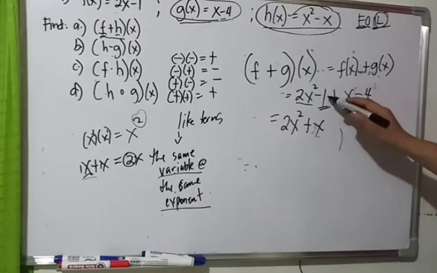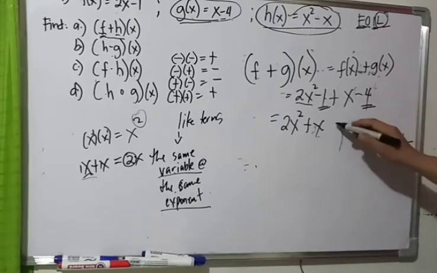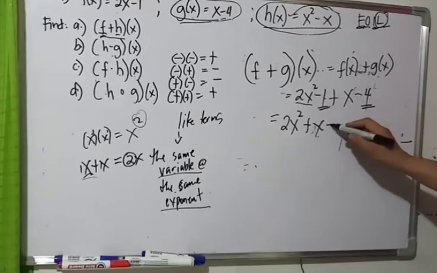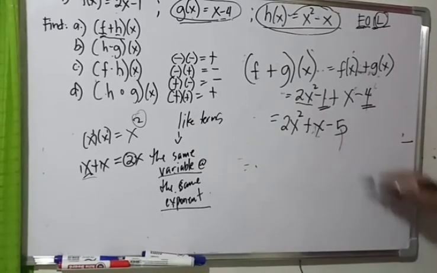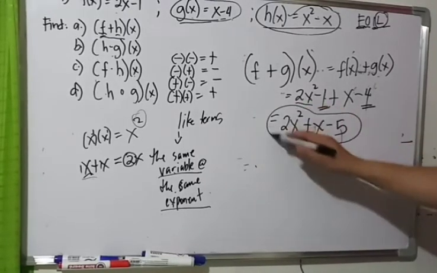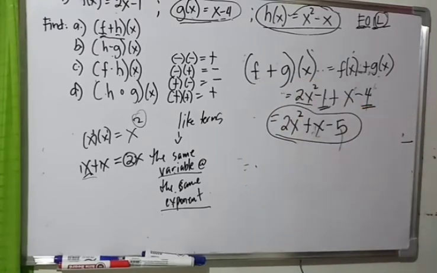Then negative 4 and negative 1, so add 1 plus 4. That is 5. Then copy the sign, so that is negative 5. So this is the answer to f plus g. Okay, got it.